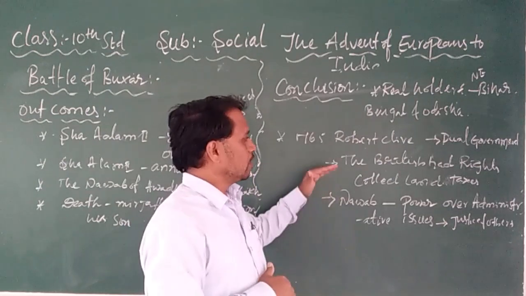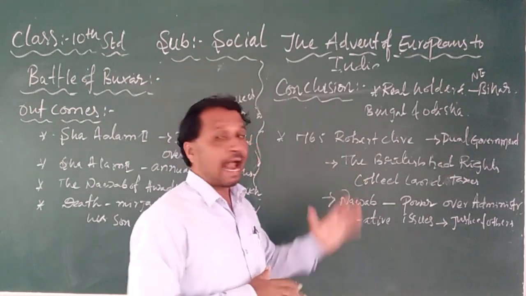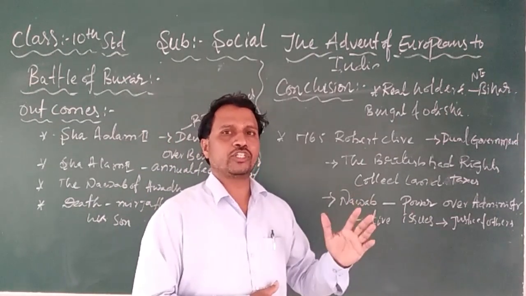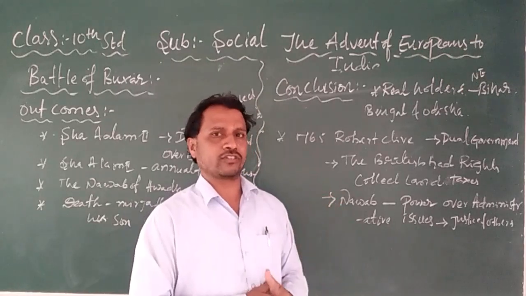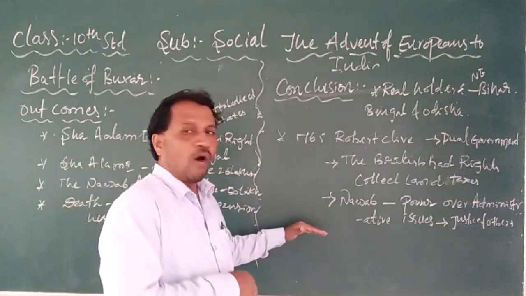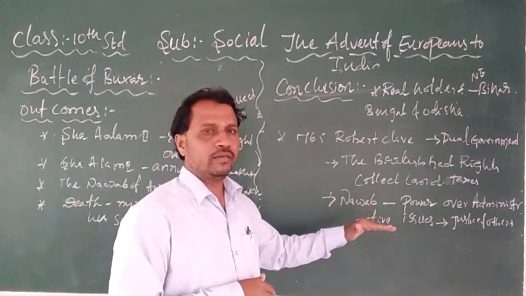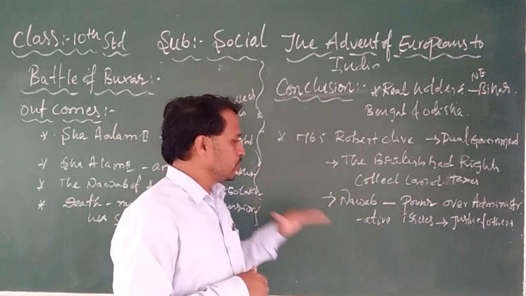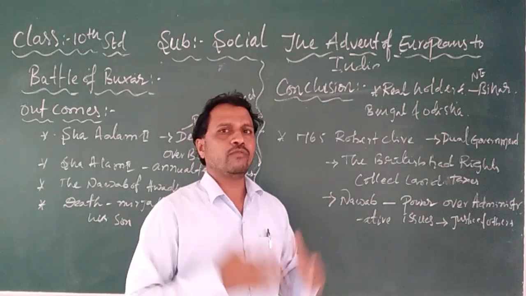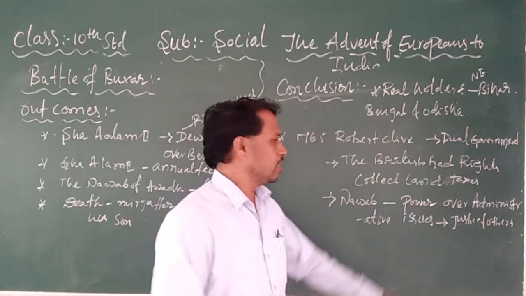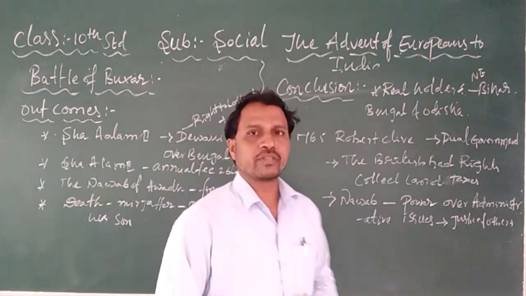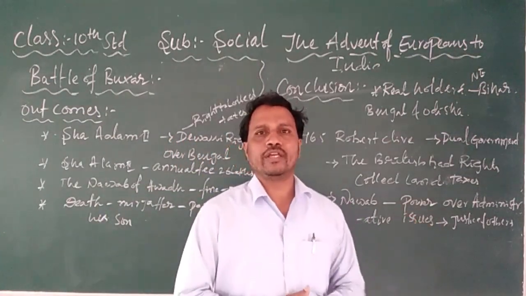The first government, the British, had the right to collect land taxes. The second is the Nawab. What work did he do? The Nawab of Bengal had power over administrative issues. Only he had the administrative power, which includes justice and some other powers. So like this, we see the conclusion here.